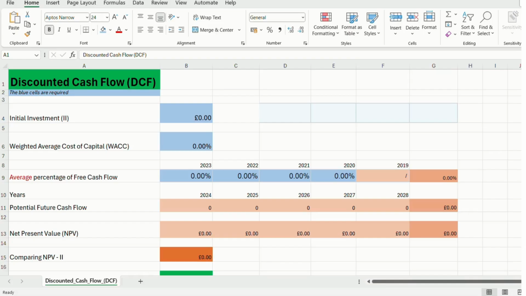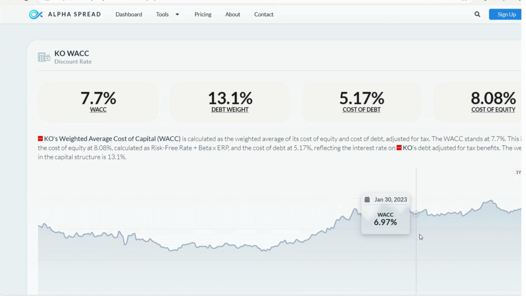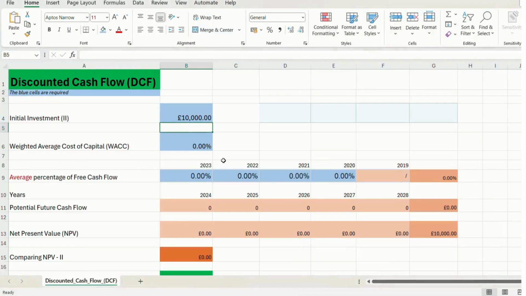Initially, I would like to start with the discounted cash flow calculator, because I consider it a very important element for a company, since it provides an investor a good image of the inflows and outflows in a company. Okay, so let's start and consider that our initial investment is 10,000. Right now we are going to look for the weighted average cost of capital, and as we can see it is 7.7%. We are going to write this percentage in our model.